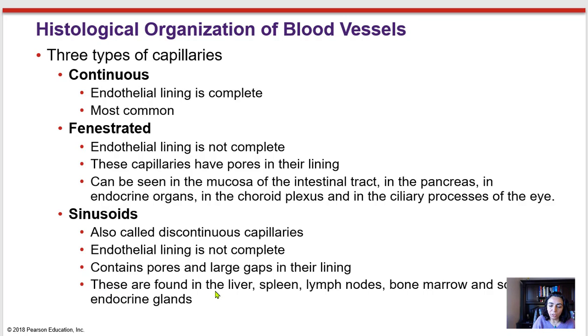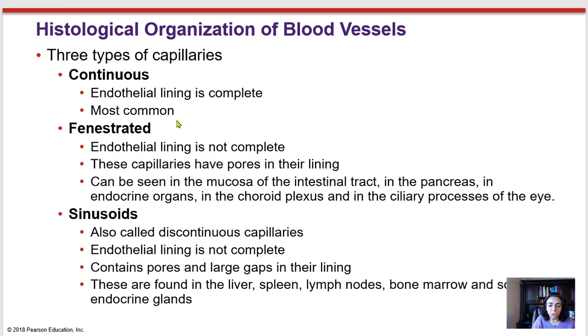And the locations where we have these sinusoid capillaries are in the liver, spleen, lymph node, bone marrow, and some endocrine glands. So these are for bigger molecules to pass through. When we go to each of these organs, you see that bigger molecules, or even sometimes cells, have to pass through so that the function of that organ can be completed.